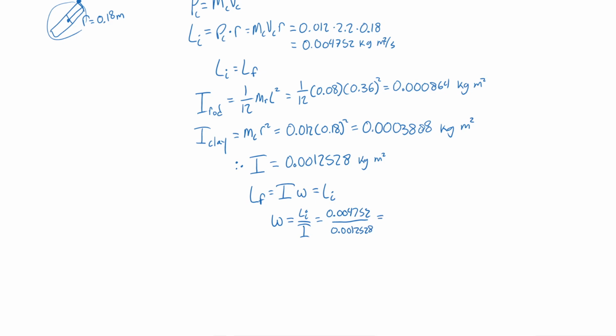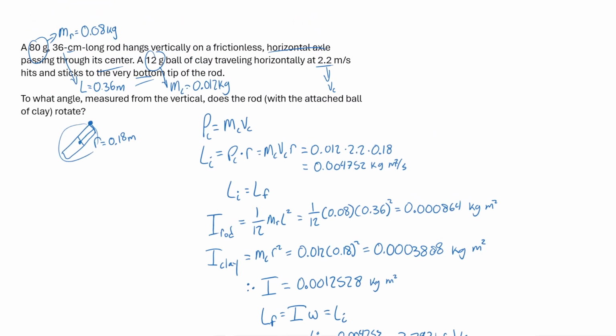That leads us to the angular velocity being a value of 3.7931 radians per second, of course. So there we go. After all this work, we found that. But we're still not done, because we're looking for theta.